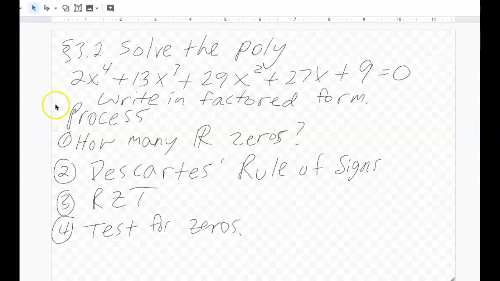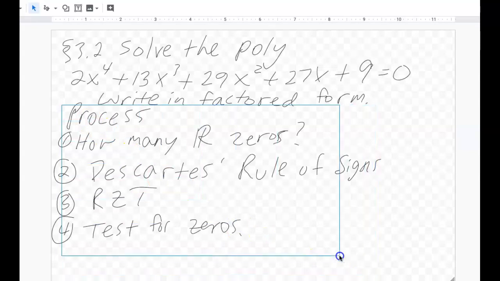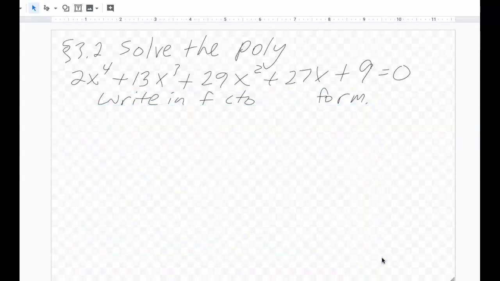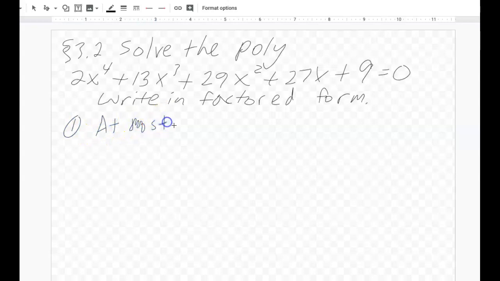Alright, so since it's a degree 4 polynomial, we're going to have at most 4 real zeros. I'm testing out a new feature. I'm in the Google Drawing, so it seems like it's a little smoother.